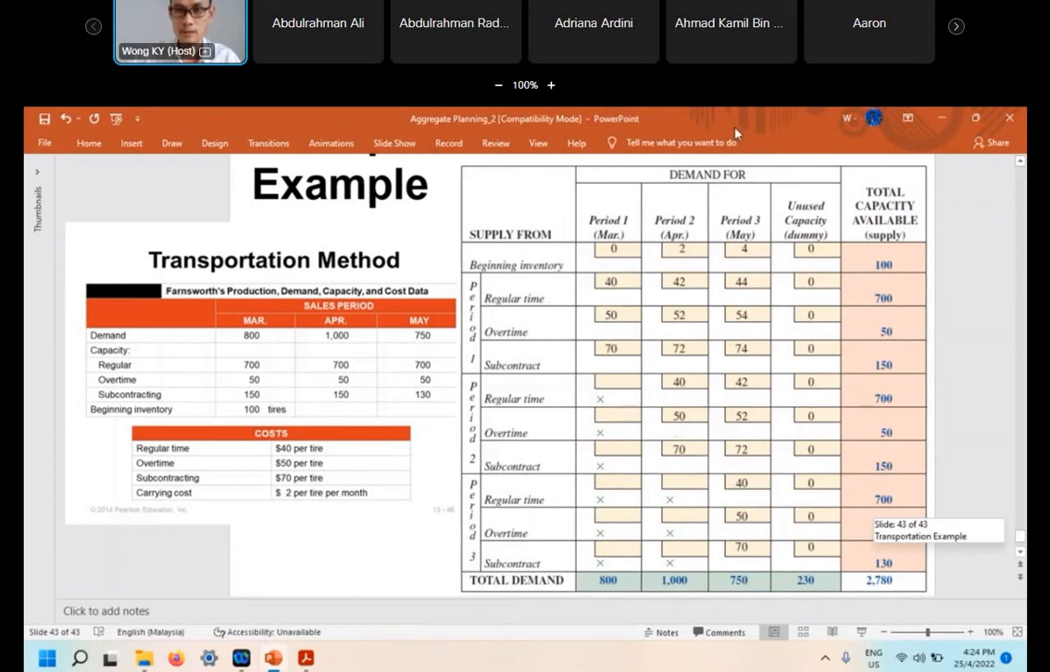I hope you understand, this is period 1, so this is period 2. For period 2, period 1 can be crossed out because it's no longer relevant. So we start here, where the first cost is 40 in April, and then in May it will be 42. Overtime 50, 52, subcontracting cost 70, 72. And then for period 3, same thing, you can cross out the first two periods.